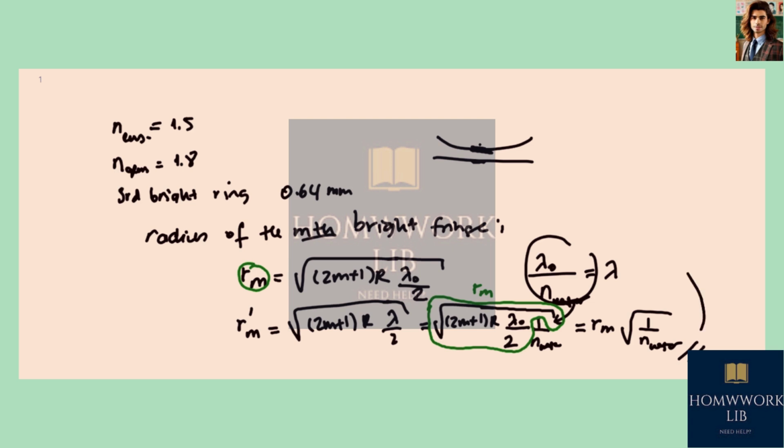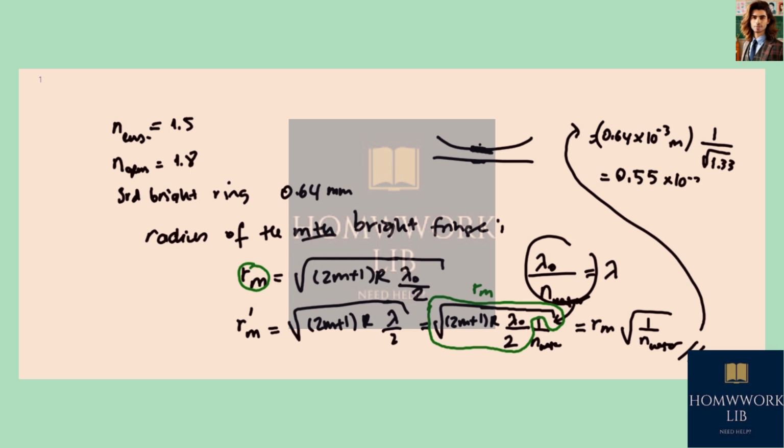So if we do that, let me do it up there. Rm was given to us as 0.64 millimeters. So let's convert that to meters. And then we have 1 over the square root of 1.33. So the new diameter would be 0.55 times 10 to the power of negative 3 meters.